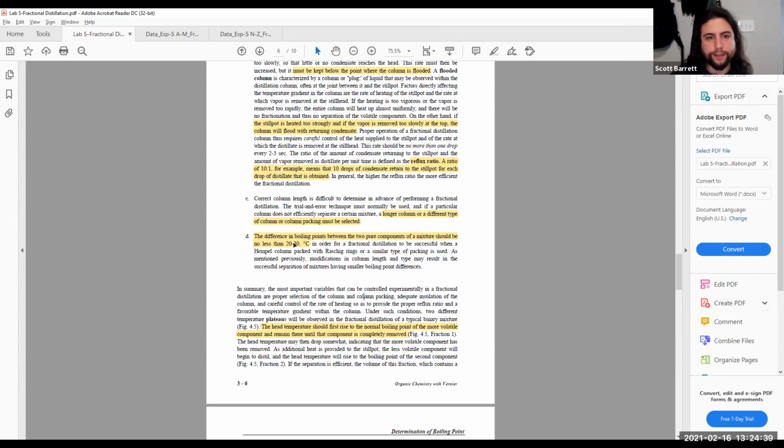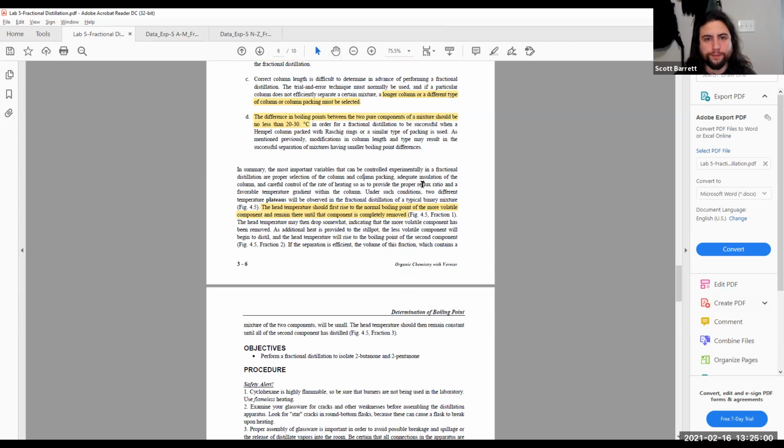And finally, the difference in boiling points between the two pure components of the mixture should be no less than 20 to 30 degrees Celsius. Otherwise, we'd be utilizing simple distillation. So we just want to make sure that the difference in boiling points between the two components should be no less than 20 to 30 degrees Celsius.